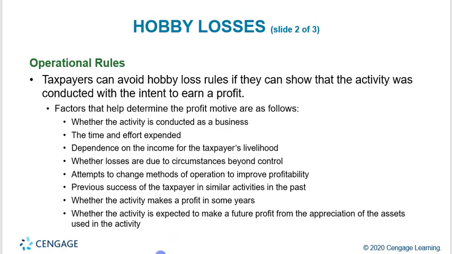And so, operational rules. Taxpayers can avoid hobby loss rules if they can show that the activity was conducted with the intent to earn a profit. The factors that help determine the profit motive are as follows. These things are important because normally, if you have a business or you're trying to start a business and you just consecutively have losses, the IRS may say that this business is just a hobby. And so that's why these factors are important.